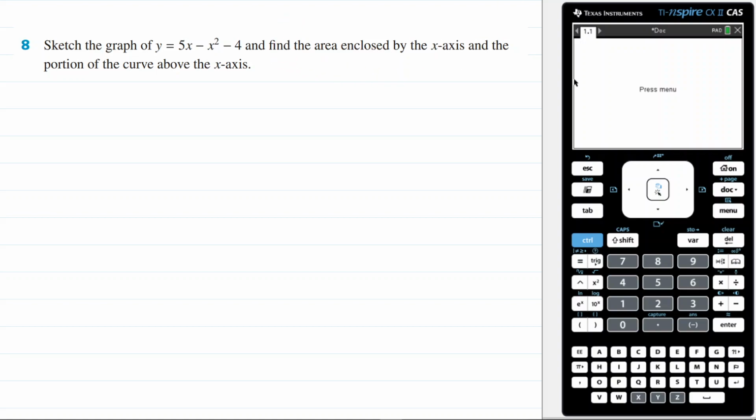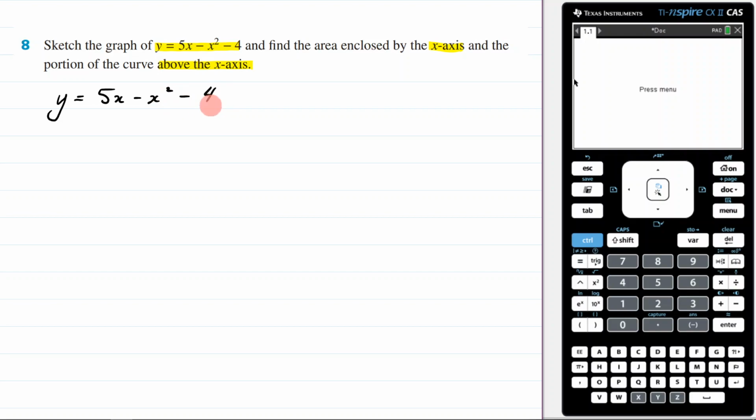Welcome. So in this video, we'll be answering question 8 here. It says, sketch the graph of this and find the area enclosed by the x-axis and the portion of the curve above the x-axis. Okay, so let's begin by sketching this. So I'm going to begin by just writing it out. I have y is equal to 5x minus x squared minus 4.